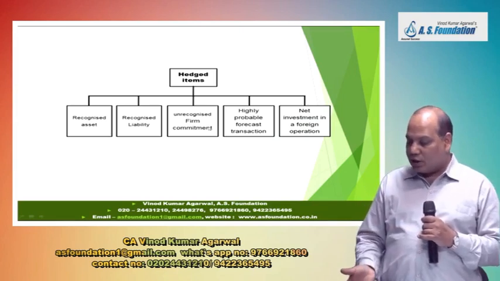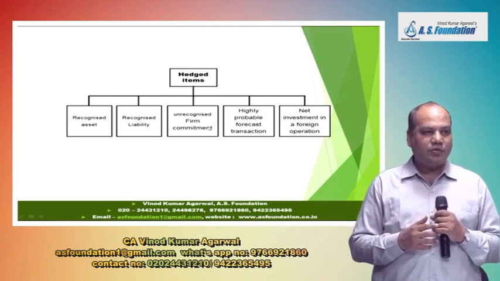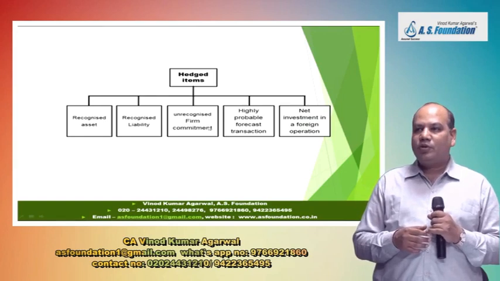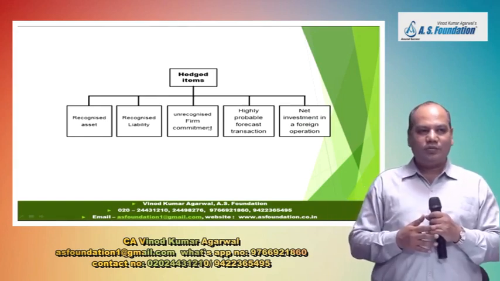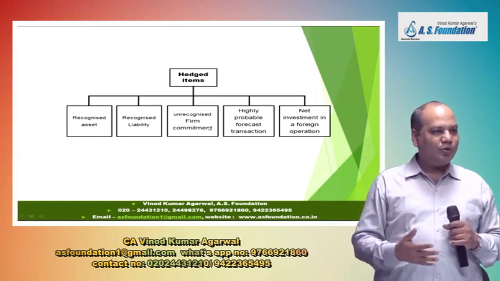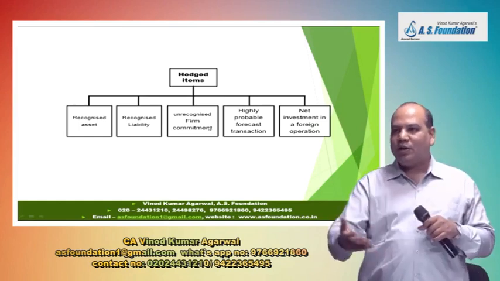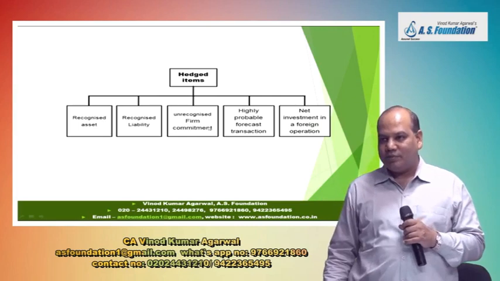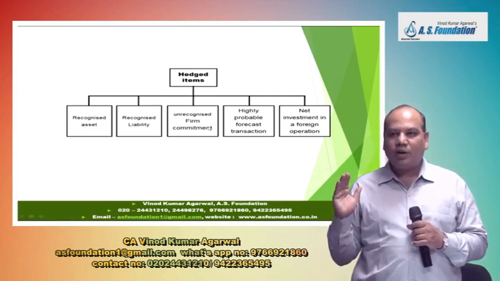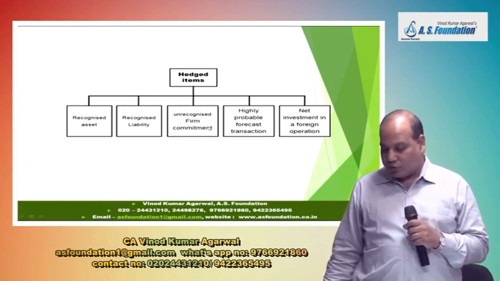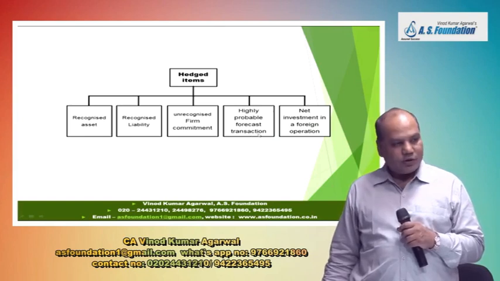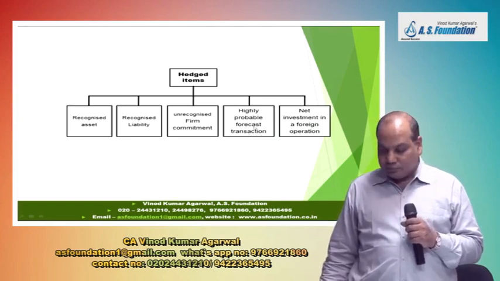Fourth is called highly probable forecast transaction. Highly probable means I want to sell inventory after 1 year. I am sure I am going to sell. The probability of this sale taking place is very, very high. But it's not a commitment. It's only a plan of action that we want to sell this inventory after a year. So a forecast transaction which is highly probable.